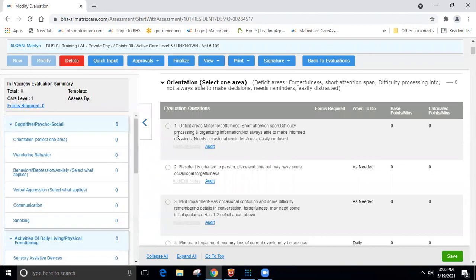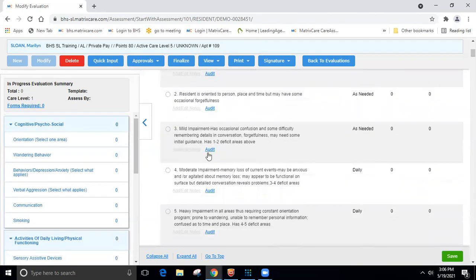But we're going to pretend she's brand new. You're going to notice that orientation is our first question and it says select one area. So after every category, it tells you kind of what you need to do for that question. The deficit areas are these right here. So there's a few deficit areas because in the questions, it's asking you how many deficit areas above.